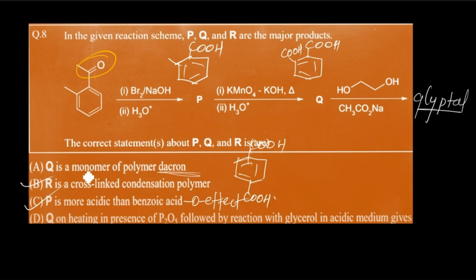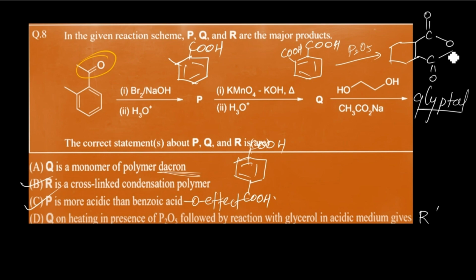Then Q on heating in presence of P2O5, followed by the reaction with glycerol in acidic medium, gives R. Okay, that is the question. In the presence of P2O5, Q will lose the water content, because P2O5 is a dehydrating agent, which will form an anhydride.